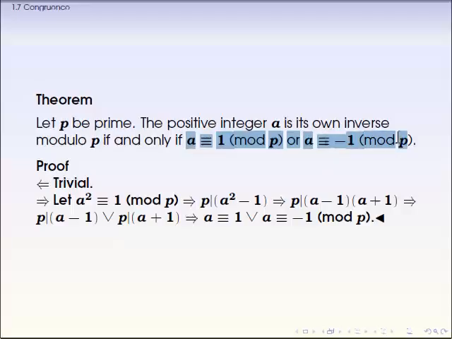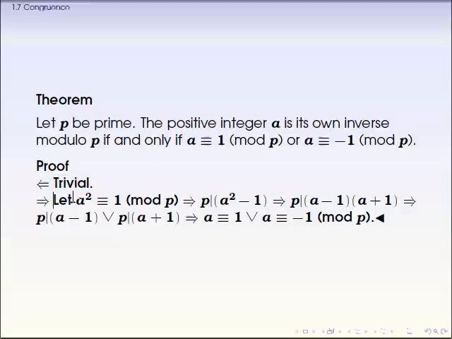If a is congruent to 1 or -1 modulo p, then a times a becomes 1. And by the definition of inverse, that's exactly saying a is the inverse of a. So this direction is trivial.